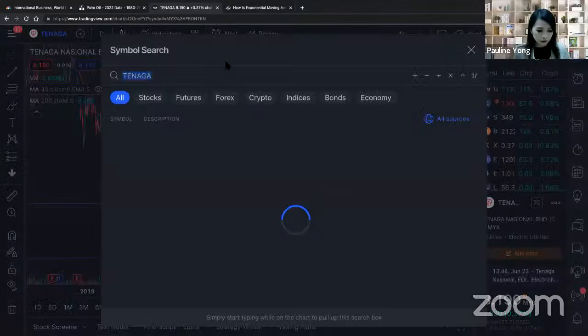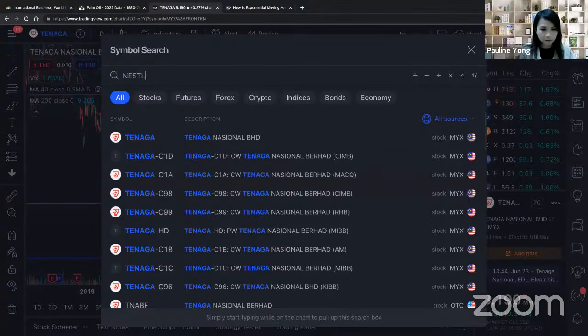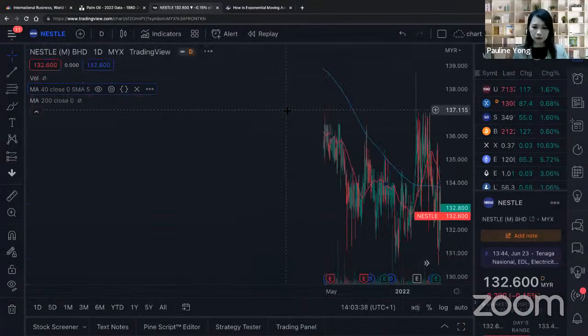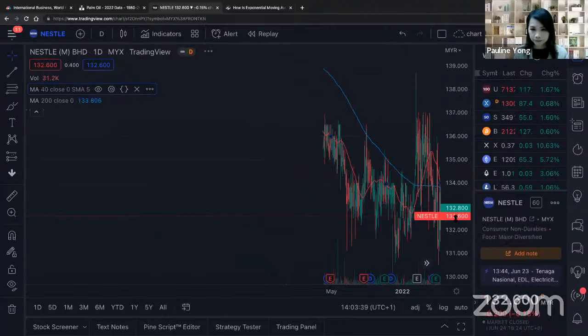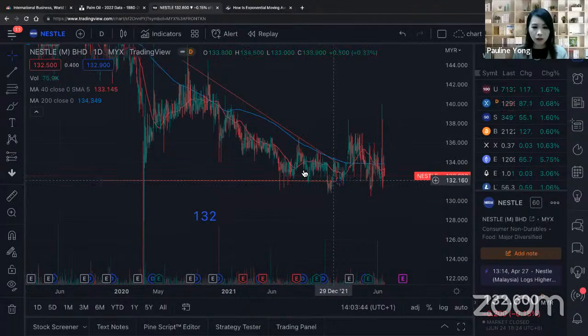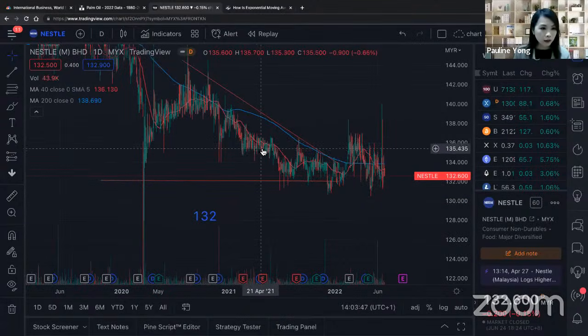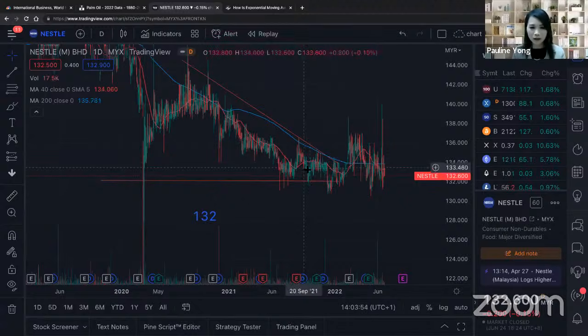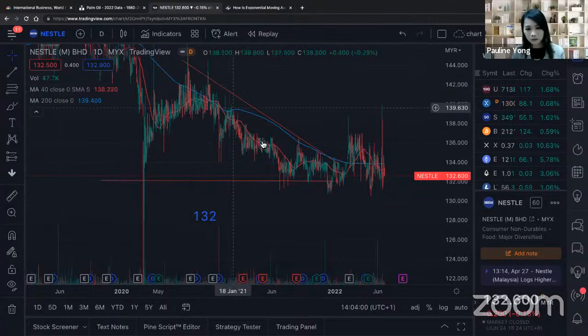Let's say another one, Nestle. Nestle is a very horizontal trend. You see that this one is a very horizontal trend. Even when I have 40, the line is completely inside the price here. So that means 40 is also no use. I have to use maybe 80 or something so that it will envelope nicely outside the chart. You get what I mean?